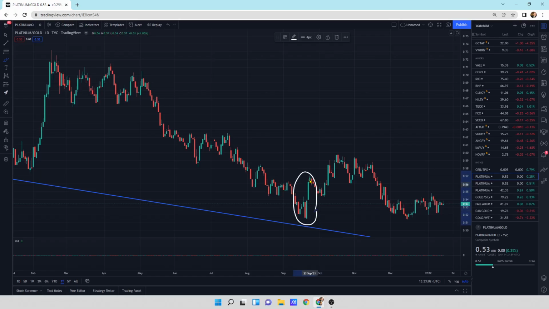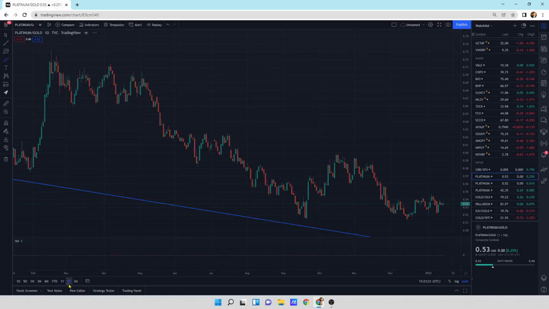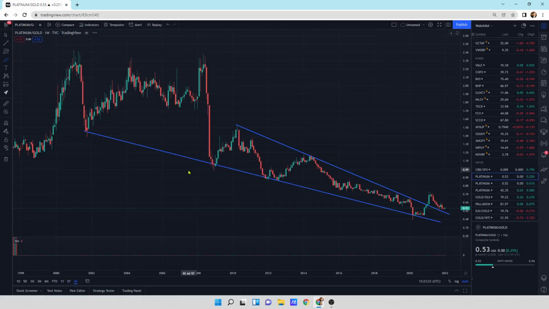See these big up days, small pullback. Big up, small pullback. So the ratio is moving in a way that looks like we are going to move higher. So everything looks really good for platinum to outperform gold in the beginning of this commodity bull market, and that's when it really does very well. If you look at the last ratio, it did very well in the beginning of the bull market.